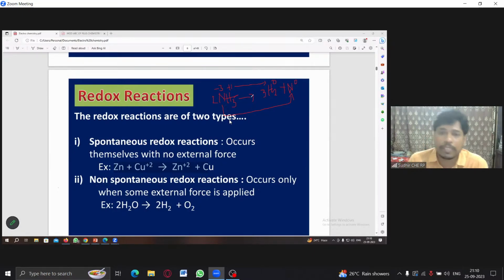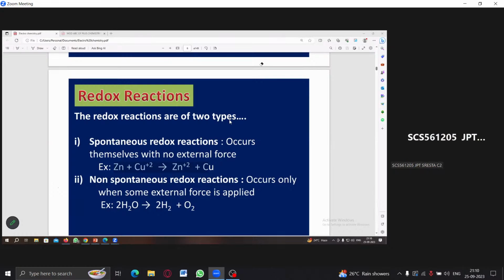But for this decomposition reaction, definitely some heat energy is required. Unless we heat that compound strongly, it does not undergo decomposition. So it is also a non-spontaneous redox reaction. Like that, in any case, when external force or external energy is required for a particular reaction to happen, those reactions are called non-spontaneous reactions. Whenever reactions occur by themselves in nature, those are generally considered spontaneous reactions. Clear? Yes, sir.